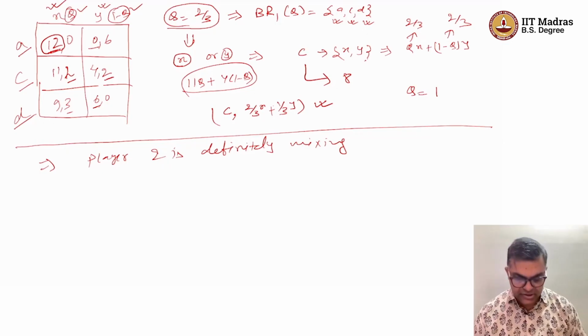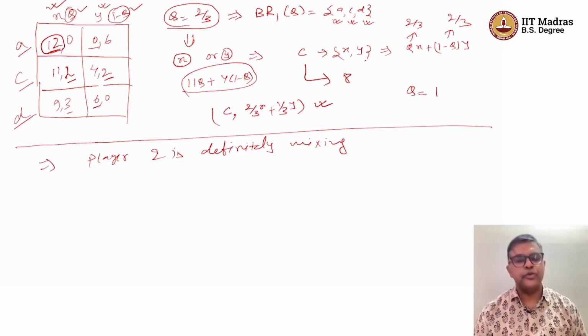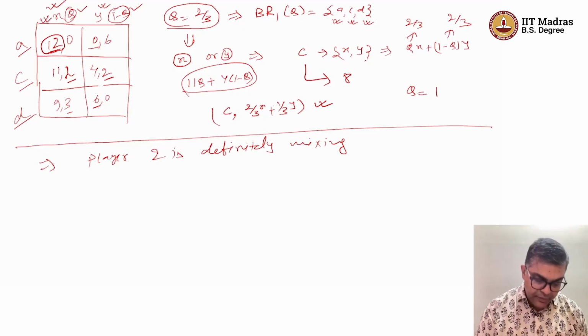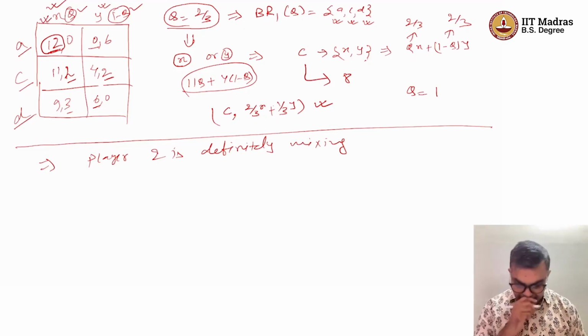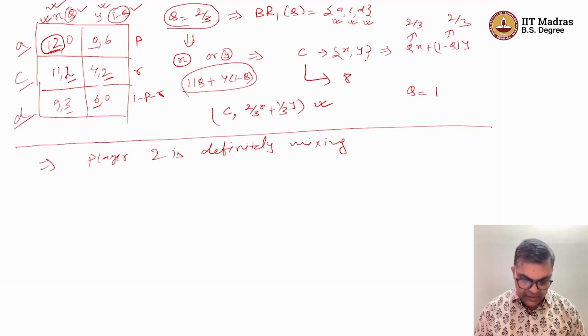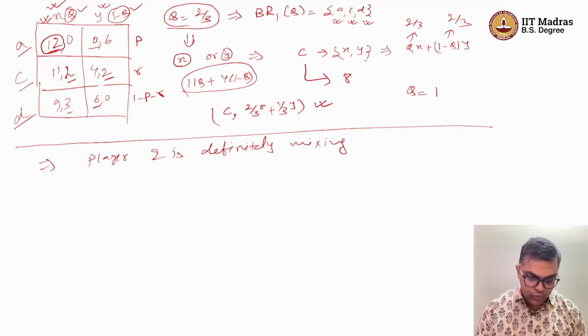So there is no such equilibrium in which Q can be 0 or 1, corresponding to a pure strategy of player 1. So player 2 is definitely mixing. When player 2 mixes, her payoff from x and y are equal. So let us say player 1 is mixing using P, R, 1 minus P minus R. In this situation, player 2's payoff from x and y both have to be the same.